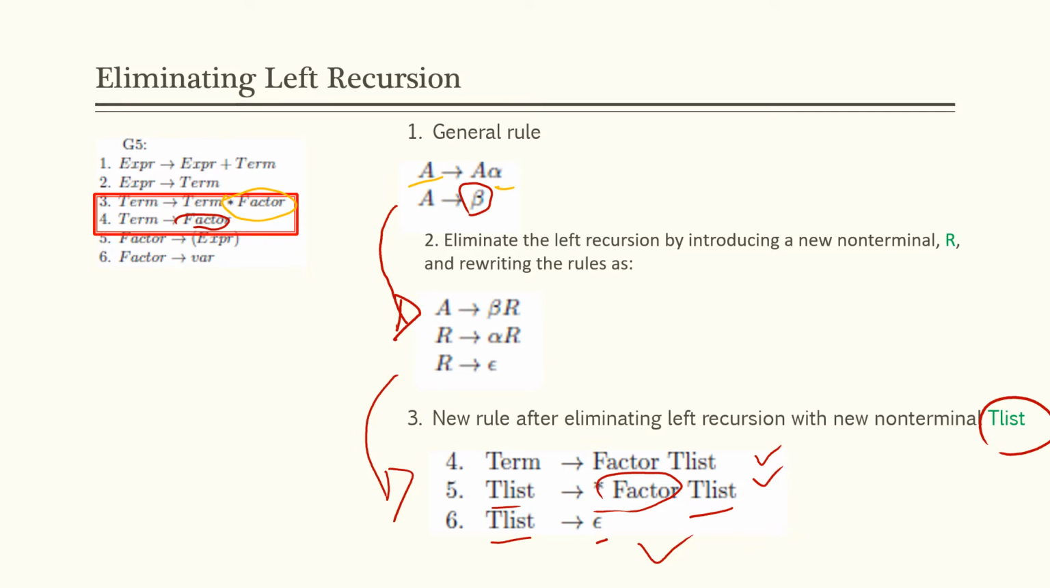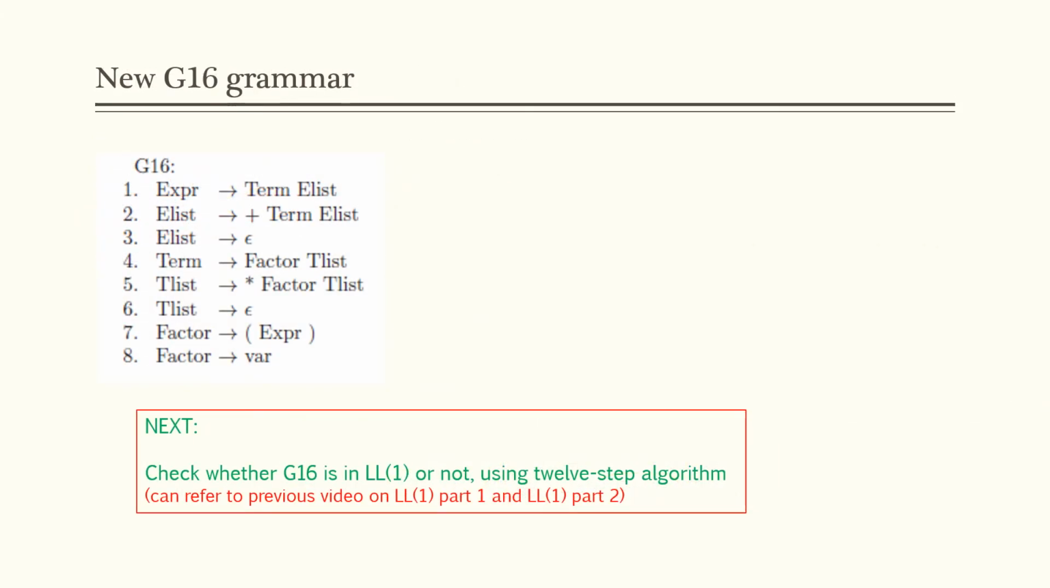Now we look into the new grammar G16. After we have eliminated the left recursions, this is what we get for G16. Now after we have removed the left recursions, we want to check once again whether this grammar is LL1 or not. Again, we have to do the 12-step algorithm in order to determine whether G16 is LL1 or not.